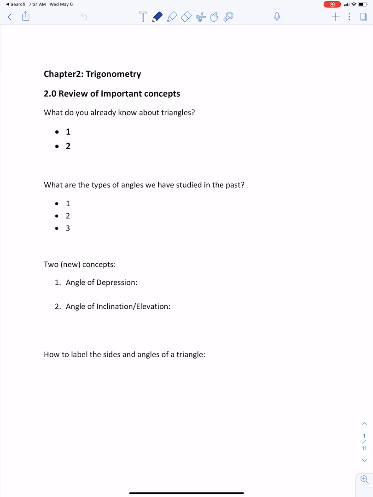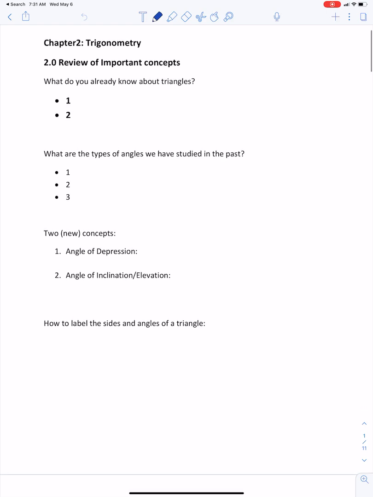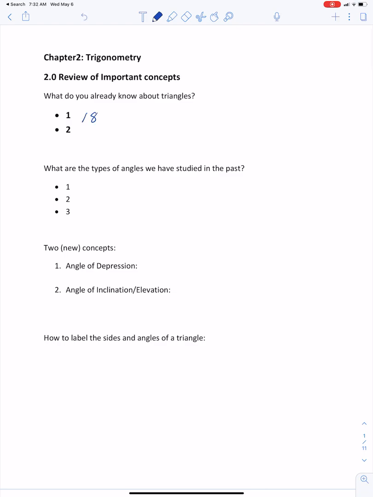Okay, so this next series of videos is on trigonometry, and we're going to start with a really quick review of things that you know from previous years in math. And so the first two things that you should know that we're going to use in this chapter are the 180-degree rule, which is that the sum of the three angles in any triangle is 180 degrees.